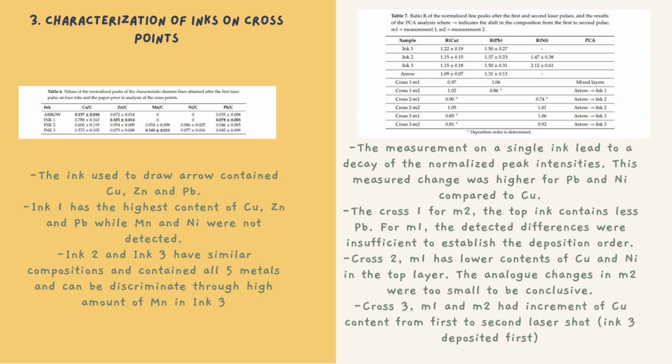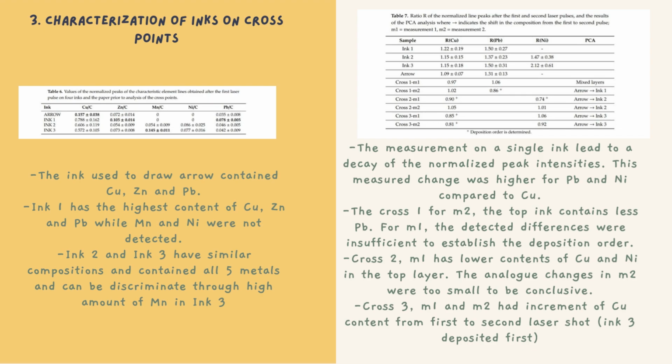Based on the result, on the first cross, for the second measurement, the top ink contained less lead. For measurement M1, the detected differences were insufficient to establish the deposition order. On cross 2, the first measurement identified lower content of copper and also nickel in the top layer, which were attributed to the arrow. The changes in measurement 2 were too small to be conclusive.